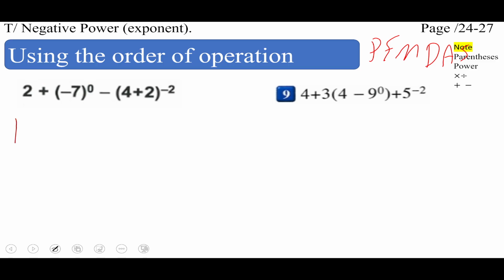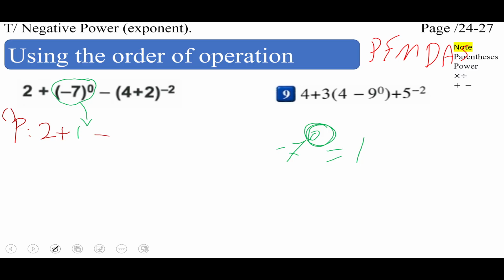First one is P. P means we need to focus on the brackets. There are two brackets. We need to focus on the brackets to solve it. So I will rewrite the numbers: 2 plus, and in here we have -7 to the power of 0. Whenever our exponent is 0, there is only one answer, which is 1. So instead of this one, I'll write 1. Minus.